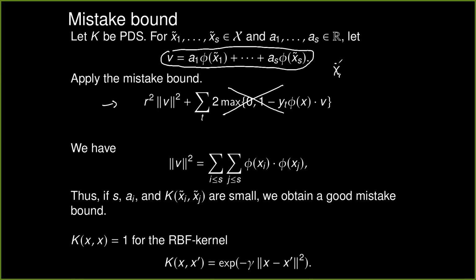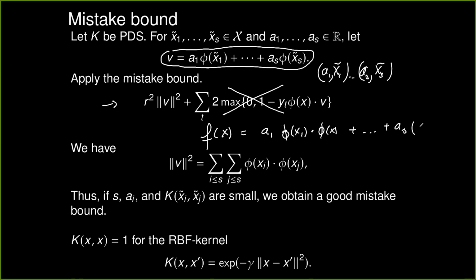You need to find some points x1 tilde and so on in the original space, such that the decision rule works very well with some coefficients a. So you need to find coefficients and points so that the corresponding decision rule works well. And what is this decision rule? When we have a new point x, it will just be the dot product in the feature space: a1 phi of x1 tilde times phi of x, plus so on, plus as times phi of xs tilde times phi of x. So that will be the decision rule.